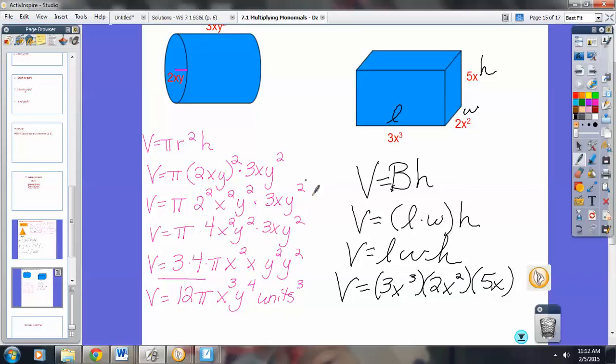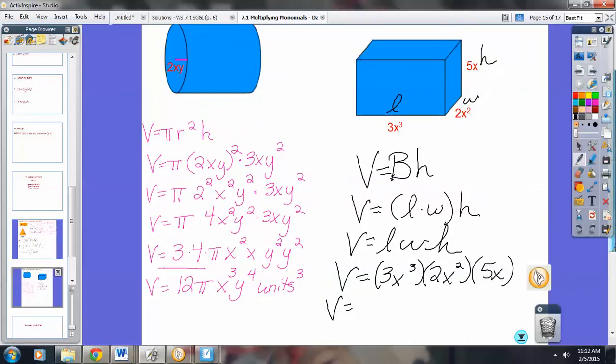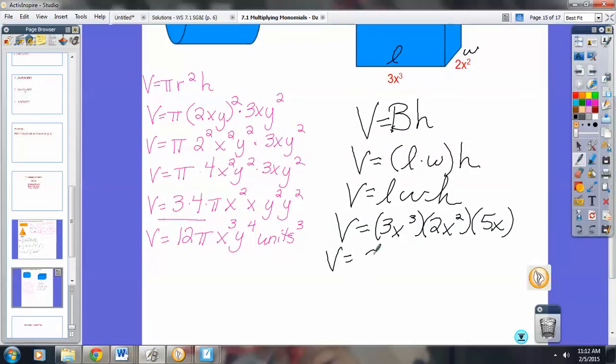Okay, so let's use our commutative property to simplify. 3 times 2 times 5 times x cubed times x squared times x. 3 times 2 is 6, and 6 times 5? 30. X to the what power? 6. 3 plus 2 is 5 plus 1 more is 6. 30x to the 6. How do we say that? Units cubed.